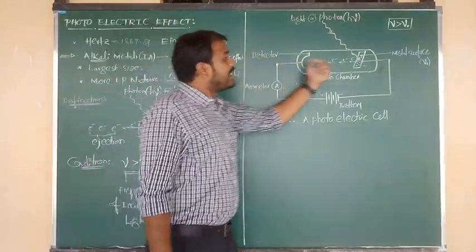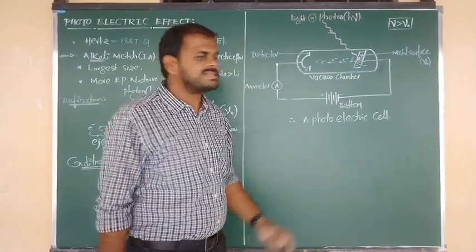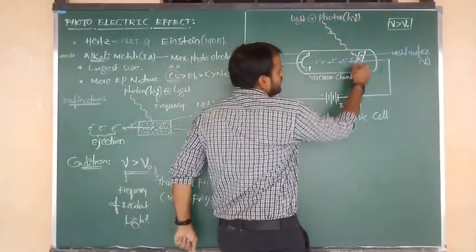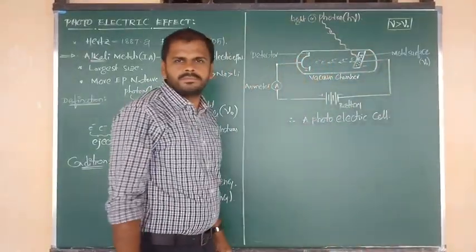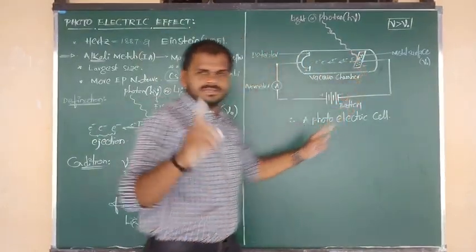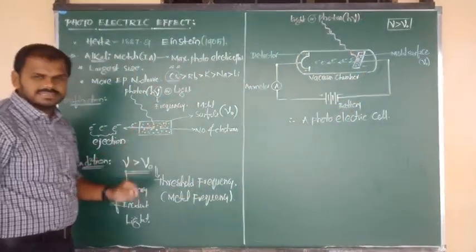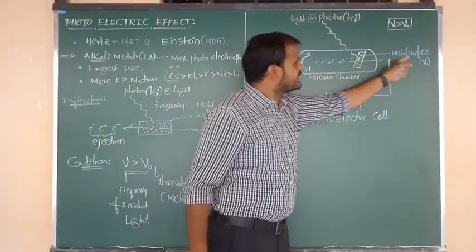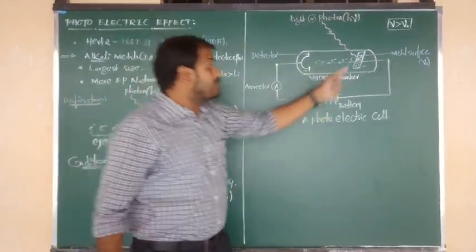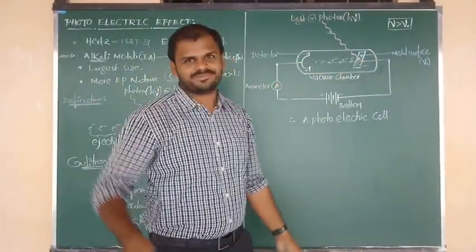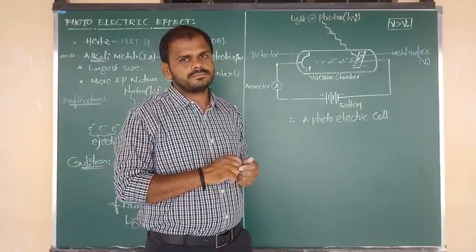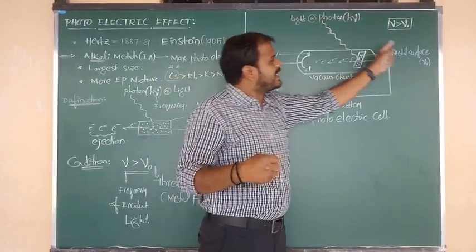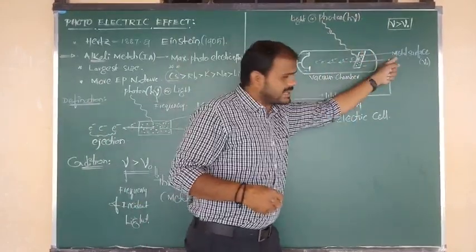Good. In that empty vacuum chamber, on one side I am going to arrange a metal sheet. This is the metal sheet I have arranged, and the metal sheet contains, as in the diagram I have given, a number of electrons. The electrons are present in the metal surface, and the metal has a threshold frequency, nu naught.